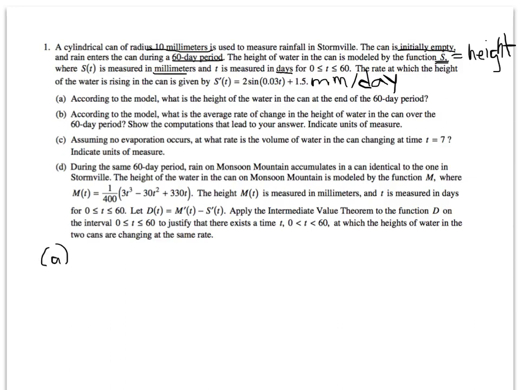So for part A, what is the height of the water in the can at the end of the 60-day period? Well, I'm given the rate of change of height, and I know that when I take an integral of a rate of change, I will get the actual height. So I'm going to go from 0 to 60, and then I just plug the function into my calculator, and I would get 171.813. Now remember, it's always 3 decimal places. If you don't use 3 decimal places in the calculator, then you will be marked wrong.